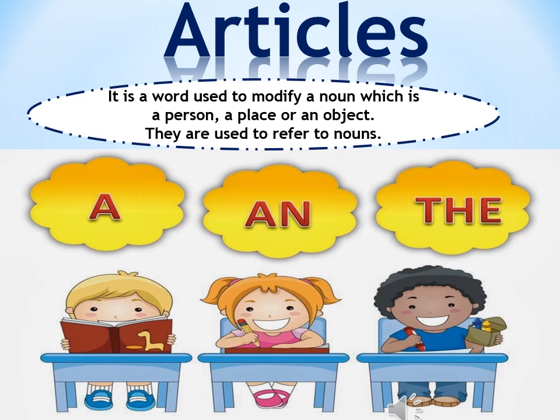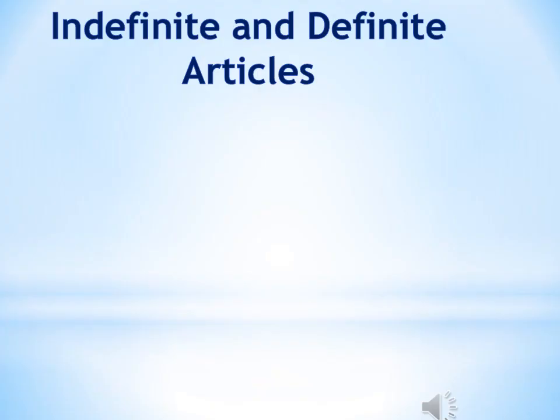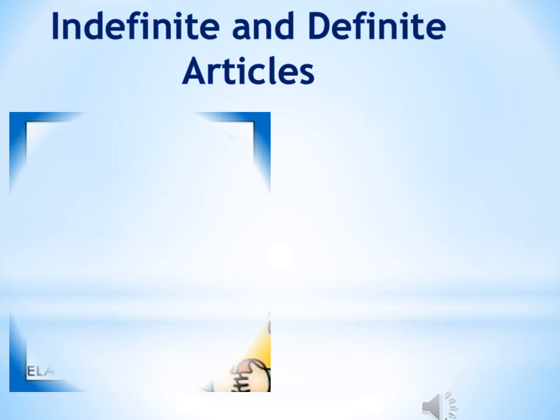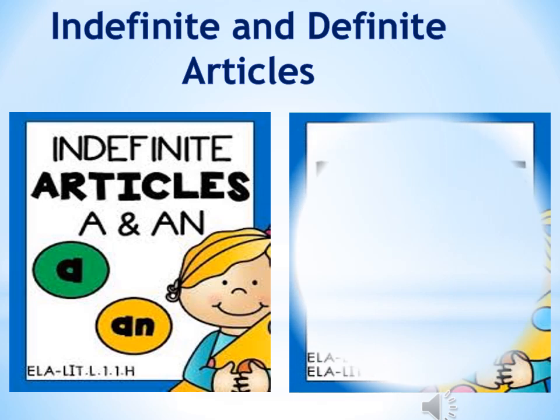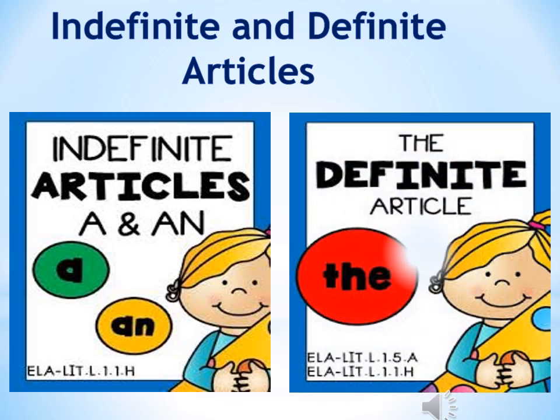Now, there are two kinds of articles, something called indefinite articles and definite article. Okay, indefinite articles are a and an. The definite article is the word the.